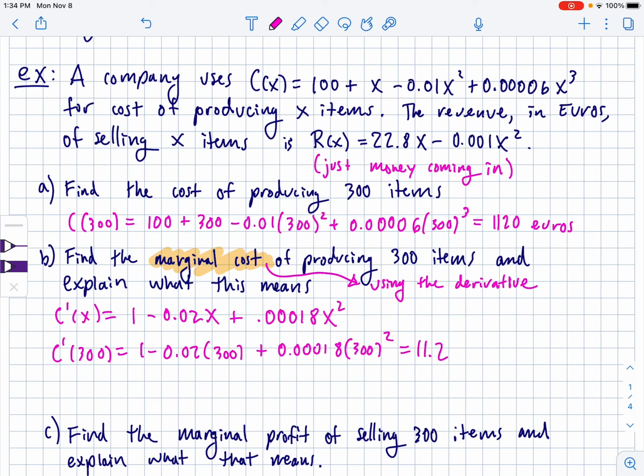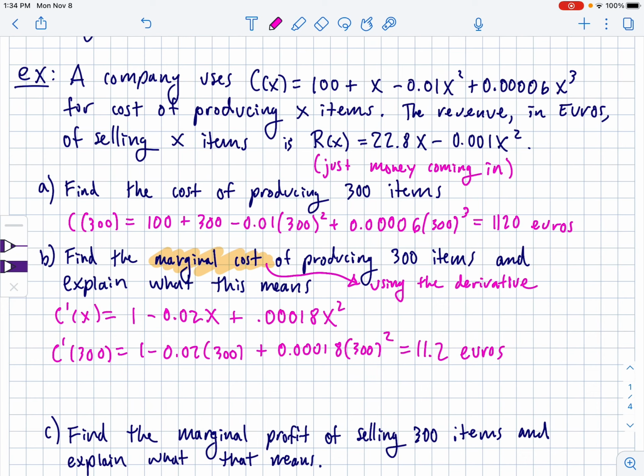Now we have to explain what this means. That means it's how much you're spending in euros per item since you made 300 items. If you only make 10 items in your cost function, the cost per item would be different than making 300. So the cost per item is changing as you add more and more items. When you take the derivative, it's almost finding this instantaneous cost, like a cost right at 300.